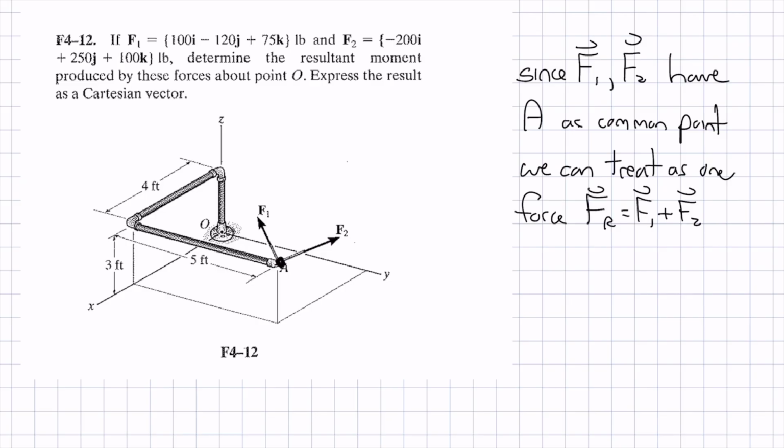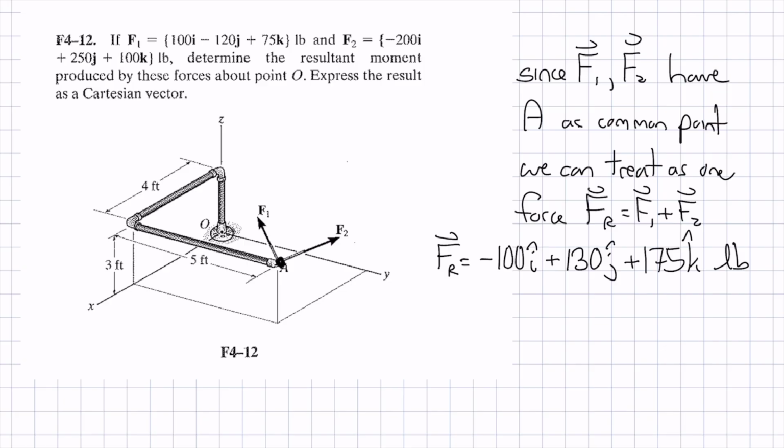Notice they've already given us F1 and F2 in ijk. So without further ado, you can try and do these. Adding this together, you add the i components together. So you have 100 plus minus 200, which gives you minus 100 i hat, and minus 100 j plus 250 j leaves you with a result of 150 j, and similarly, 175 k hat pounds. Notice all I did is add F1 to F2, and you can only add the i's together, the j's together, and the k's together.